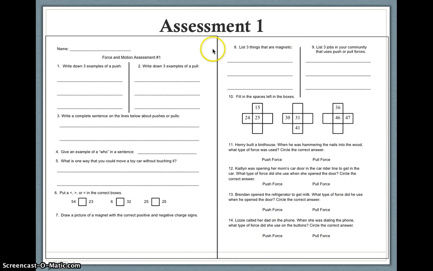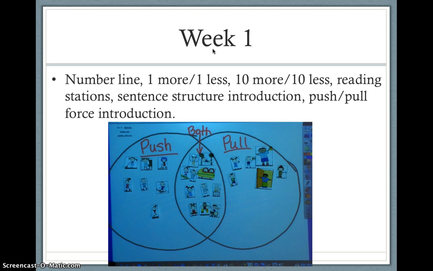So here's my first assessment. As you can see, it was a 2-sided worksheet, and it included every subject. We had a little bit of social studies and science and math and reading and even writing. Students did pretty poorly on this, as you'll see in a minute, but they really had no idea what they were doing, so that was understandable. So week 1, we had basic math and reading and everything that involved around forces or movement in some way.